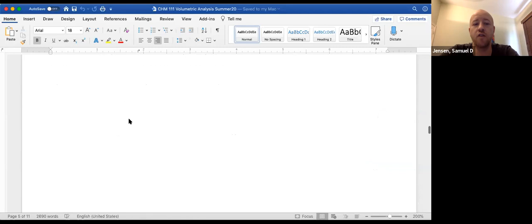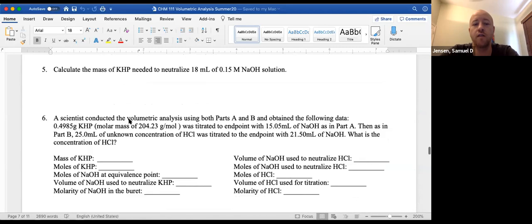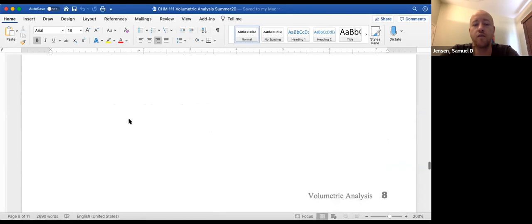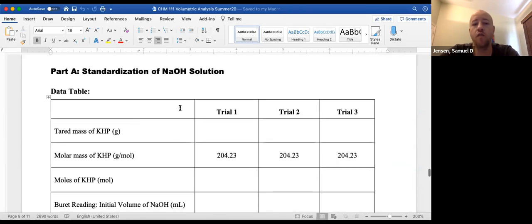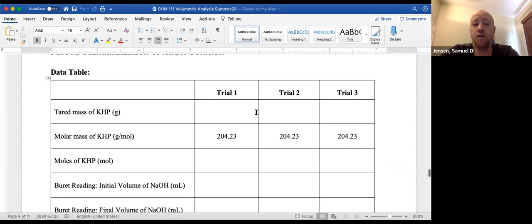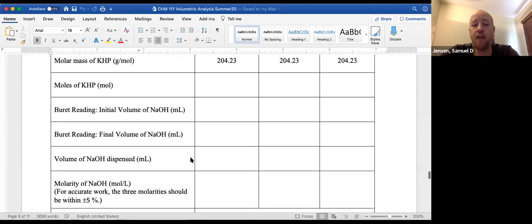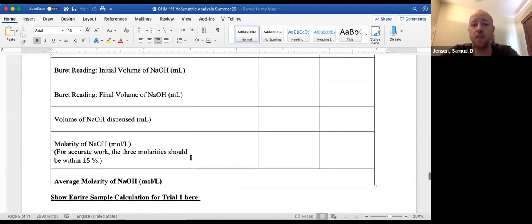Determining the concentration of the HCl is the conclusion for part B and the purpose of the experiment. The data table here is pretty much exactly the data table that you're going to need to use. The conclusion of part A is the molarity of sodium hydroxide.